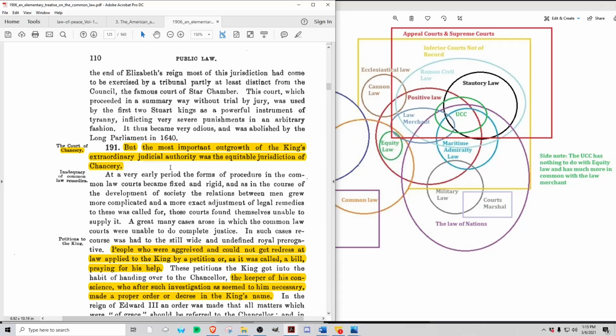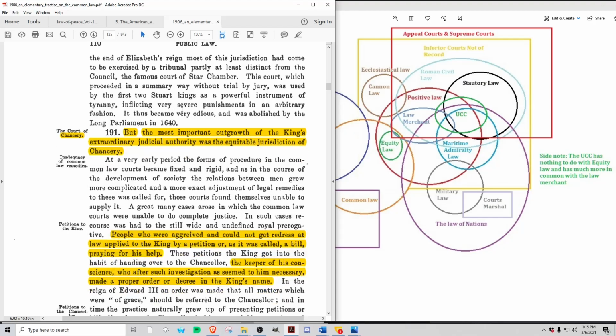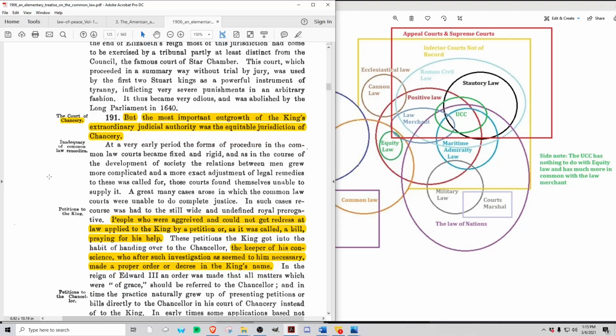Okay. So, the most important outgrowth of the king's extraordinary judicial authority was the equitable jurisdiction of chancery. Now this gets really weird. At a very early period the forms of procedure in common law courts became fixed and rigid. And in the course of the development of society, the relations between men grew more complicated, and a more exact adjustment of legal remedies to these was called for. No one ever questions where they came from, however. And he doesn't even get exactly into what it is, but I'll tell you.